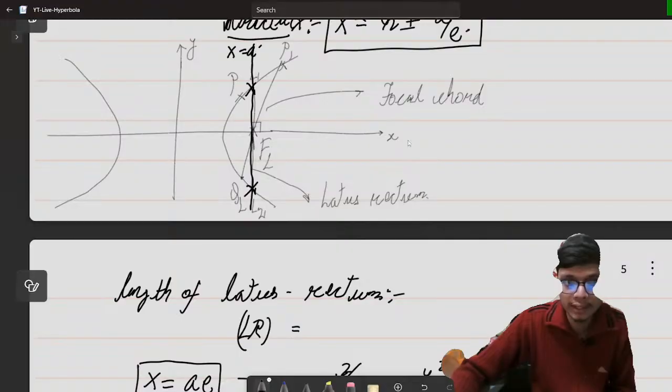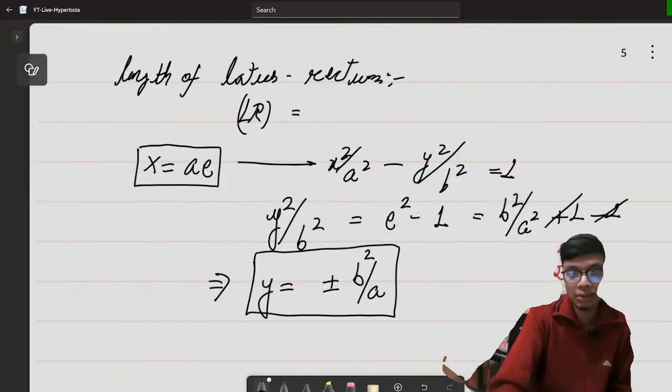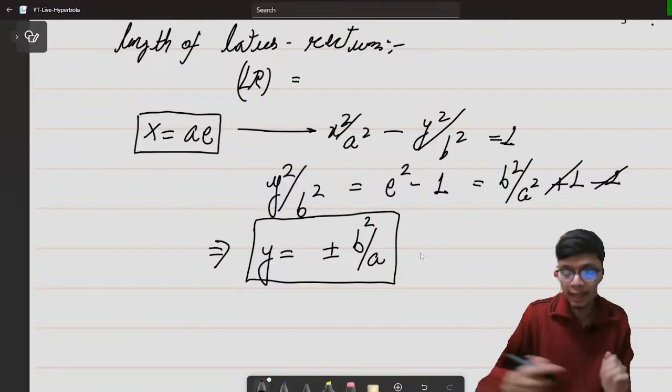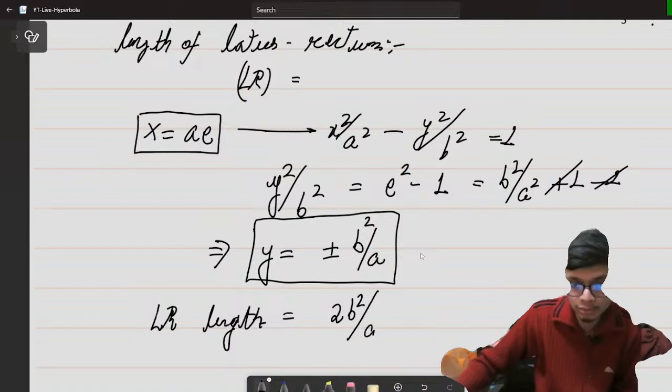So this x is basically AE. This is AE comma y1, and this is also AE comma y2. Once I have found this y1 and y2, which are b square by a and negative b square by a, I can easily plot the latus rectum length. The latus rectum length would now be equal to 2 times b square upon a, right? This is a very simple relation that we have also seen in the case of an ellipse, right?